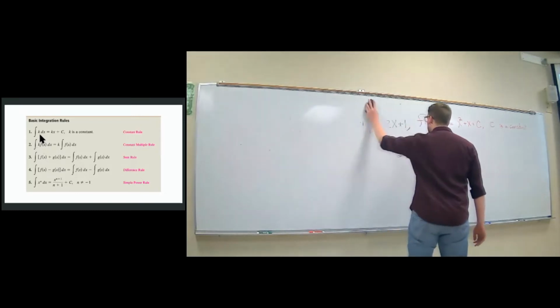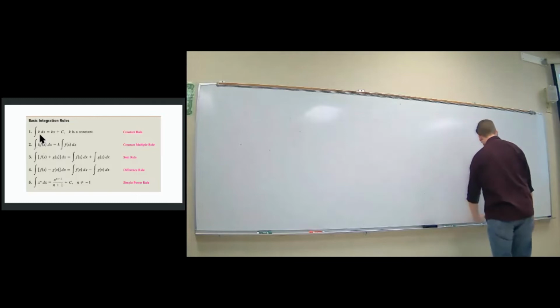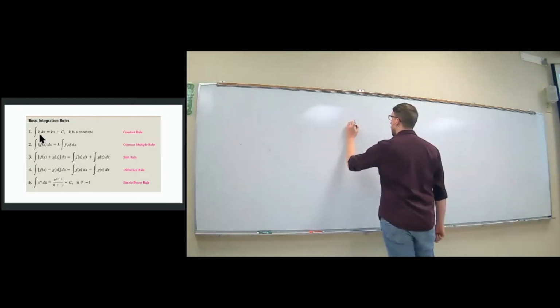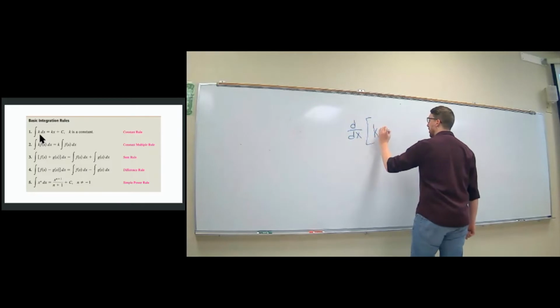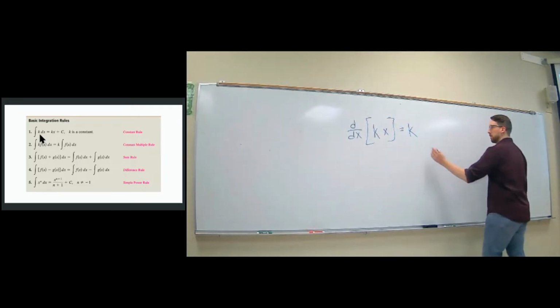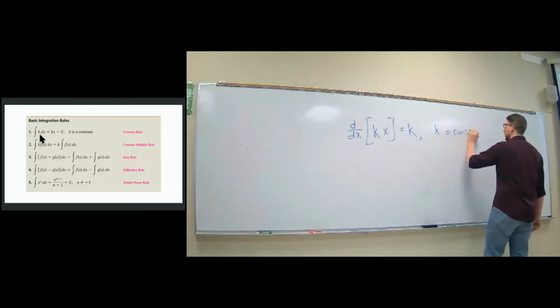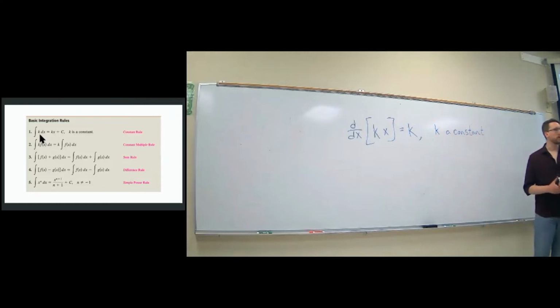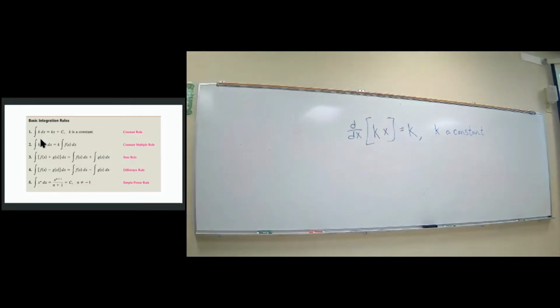Just to show that again. We've got the derivative of k times x. It's just equal to k, right? Make sense? So this first rule is just undoing our derivative. Similarly, k times a function. That's a constant multiple of a function, right? In reverse.